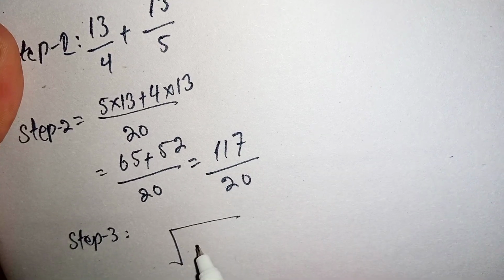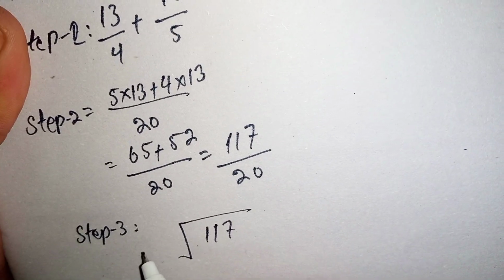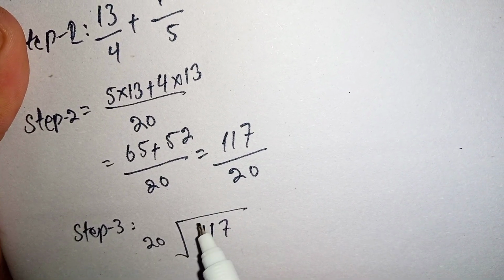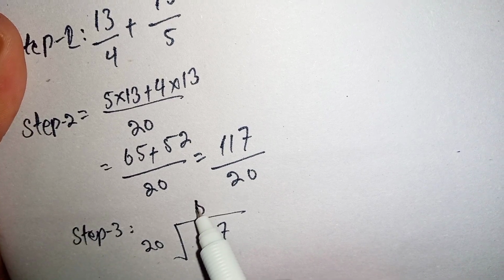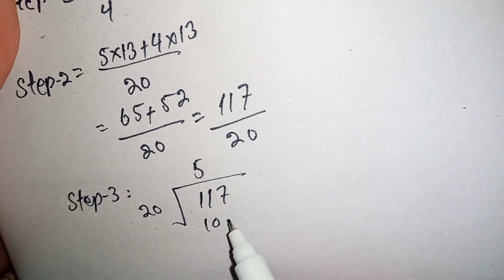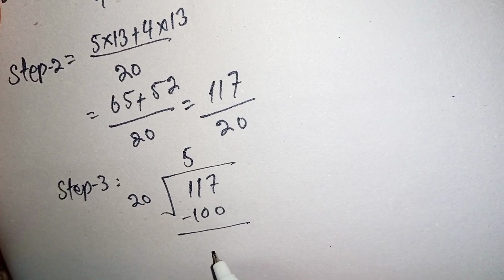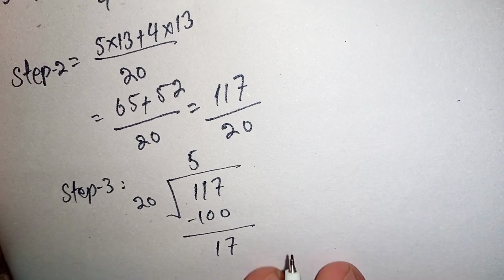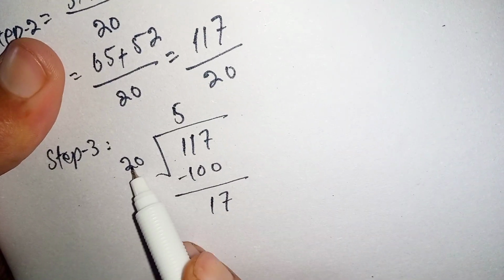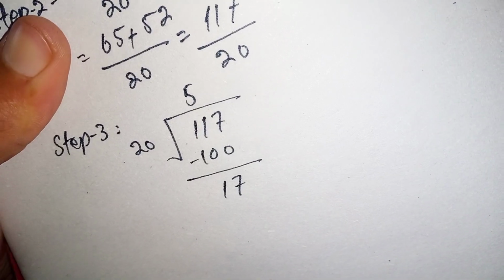So we will divide 117 by 20. So 20 times 5 is 100. So subtract 100 from 117, the remainder is 17. So we will divide 17 by 20 and add it with 5.